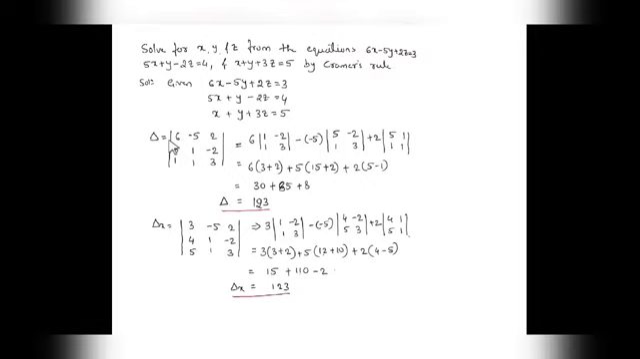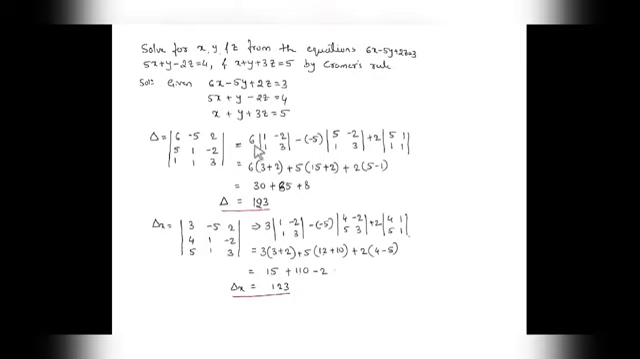First, delta. Delta will be the coefficients of x, y and z from this system of linear equations. 6, 5, 1, minus 5, 1, 1, 2, minus 2, 3. Now we have to expand this determinant along the first row. Then you all know how to expand this, how to find out the value of this determinant.